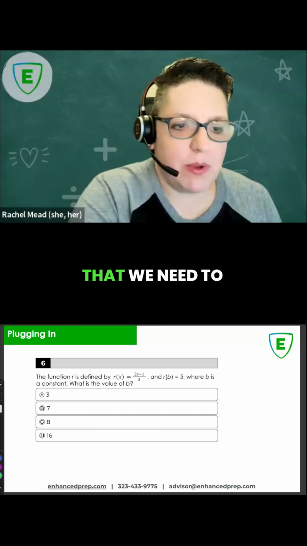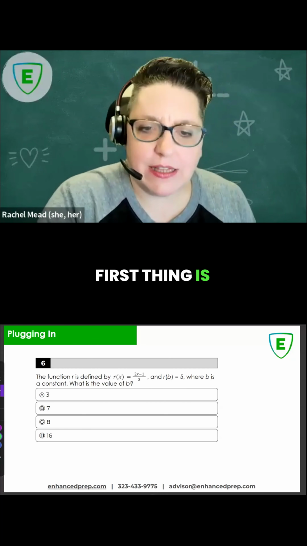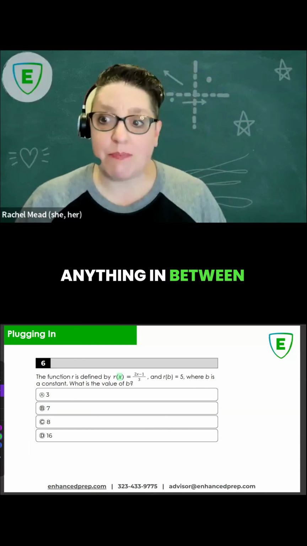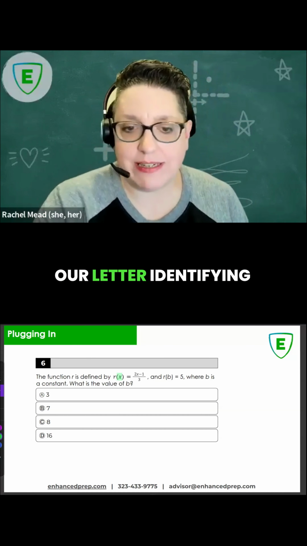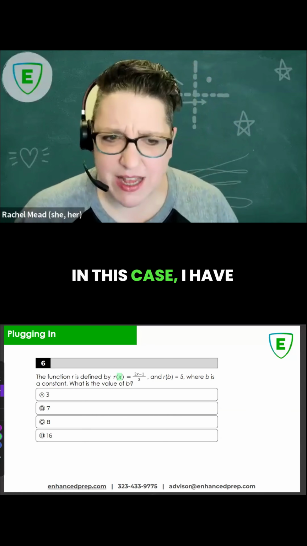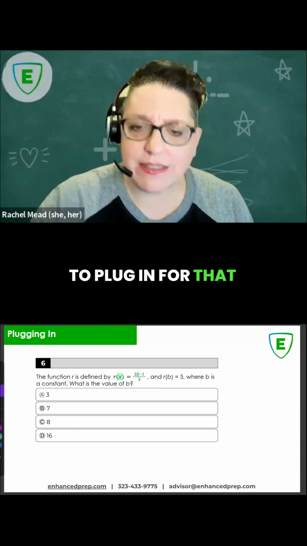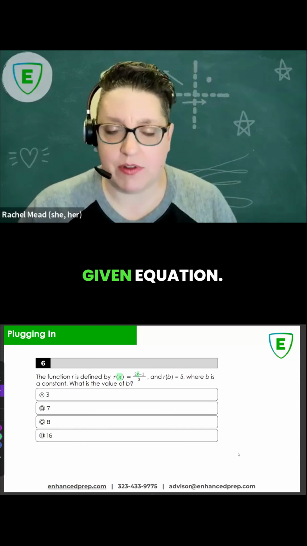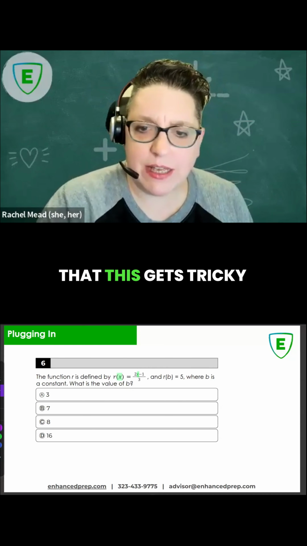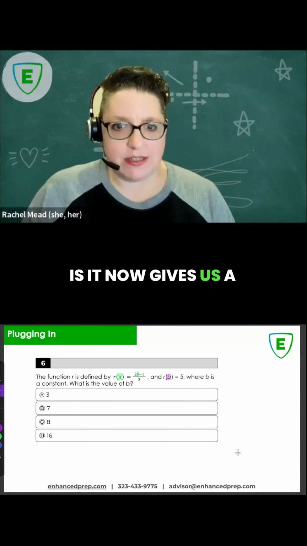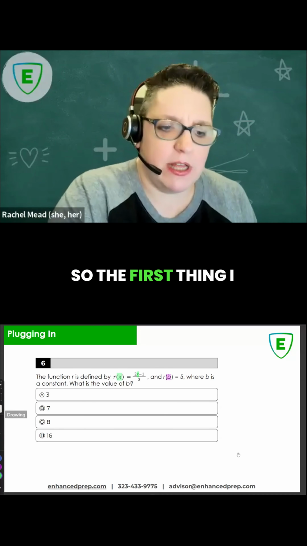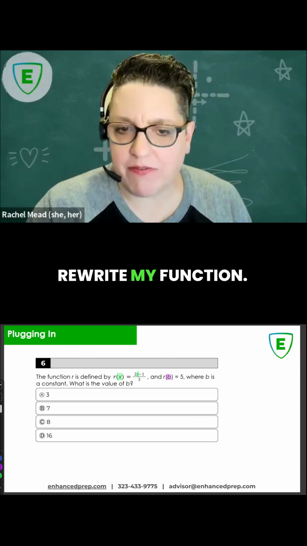There's a few things that we need to remember. First thing is anything in between the parentheses after our letter identifying our function, in this case I have function r, is the value that we're going to plug in for that same variable into our given equation. So one of the ways that this gets tricky is it now gives us a different variable. So the first thing I want to do is just rewrite my function.